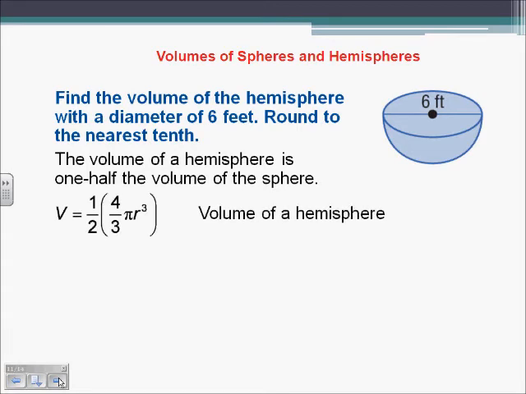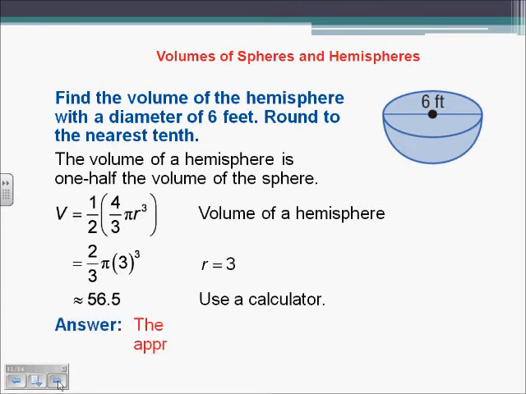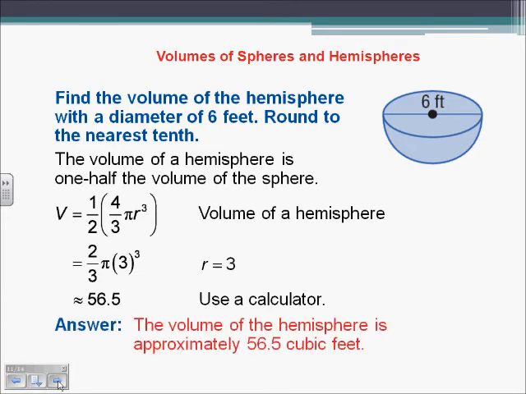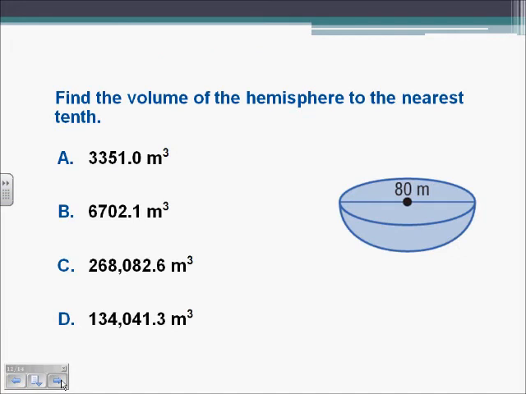We plug in our radius. We know our radius is 3, and we know half of 4/3 is really 2/3. So we're going to end up with 2/3 times pi times 3 to the third. We know 3 to the third is 27. 27 times 2 over 3 is going to be approximately 18 pi. 18 times pi is about 56.5. So 56.5 feet cubed, or cubic feet, as they word it here. Again, because the radius is the third power, our units need to be the third power.